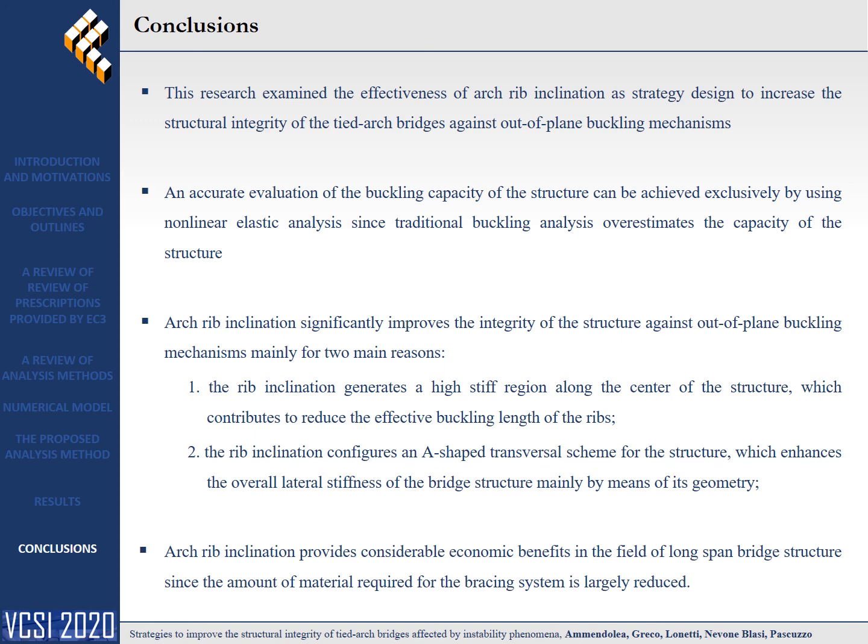Arc-rib inclination improves the nonlinear behavior of the structure. The inclination creates a highly stiff region along the center of the structure, which contributes to reducing the effective buckling length of the ribs. In addition, the structure assumes transversally a U-shaped configuration, which contributes to enhancing the overall lateral stiffness of the bridge structure, mainly by means of geometry. Finally, inclination contributes to reducing the construction cost, since the amount of materials and manufacturing processes required for the elements of the bracing system are reduced.